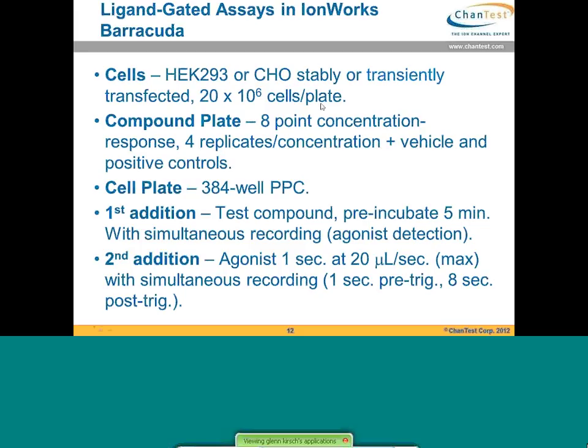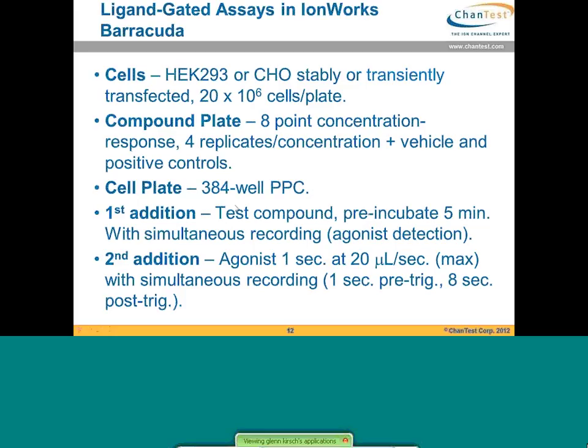The way we set up the ligand-gated assays in IonWorks is that we're using, in this series of experiments, the background cell, the parent cell, HEK293. We can do either stably or transiently transfected cells, but around 20 million cells per plate. And we're doing 8-point concentration response, where we have 320 wells available for test compound, and then we have 64 wells per vehicle and positive controls.